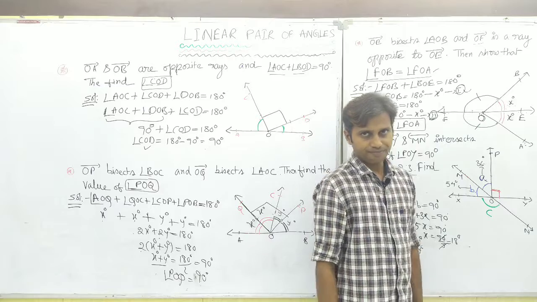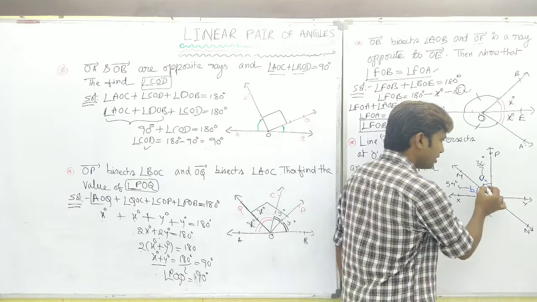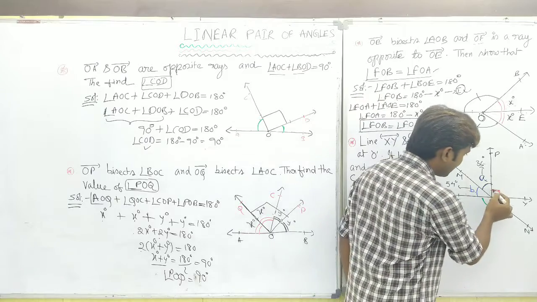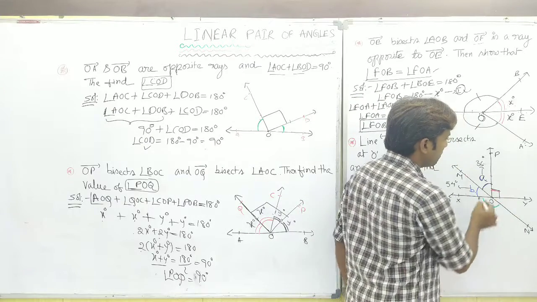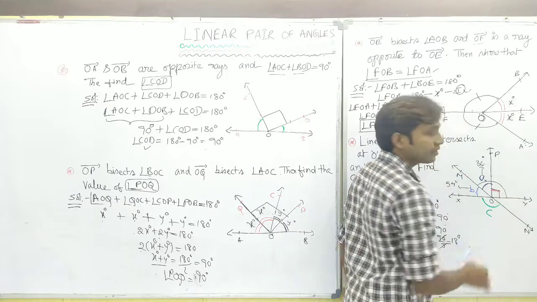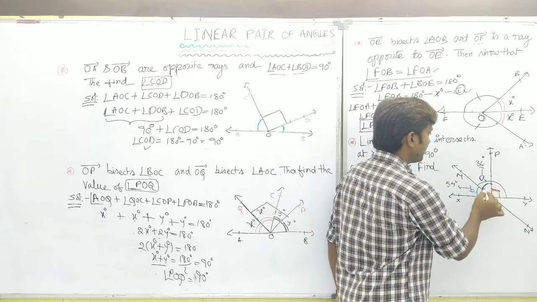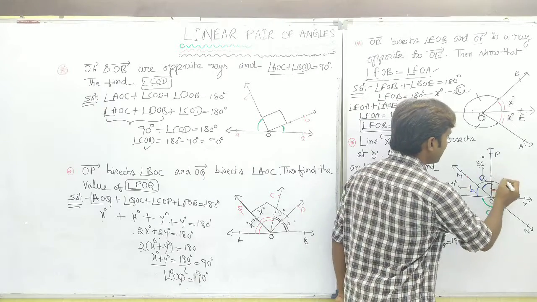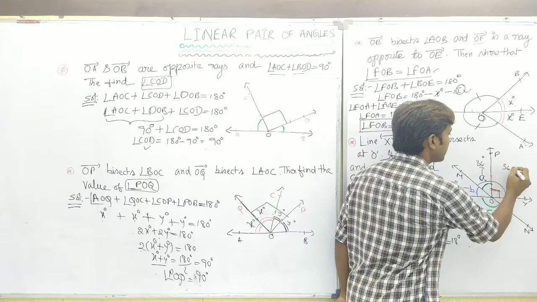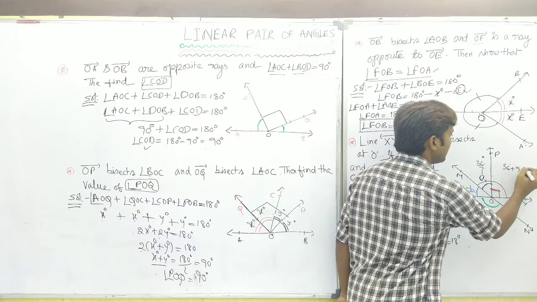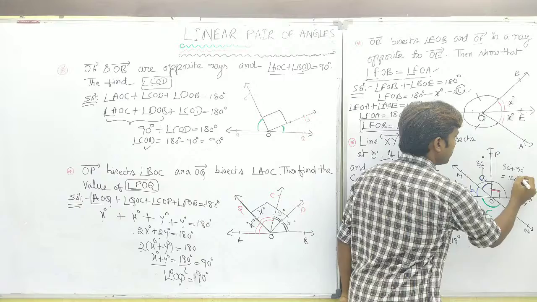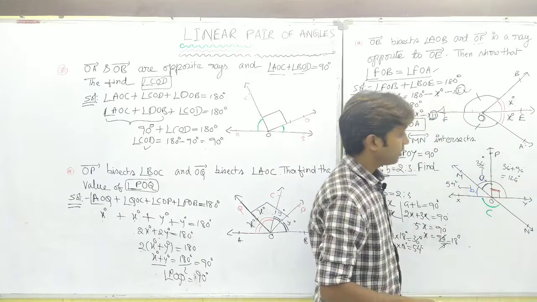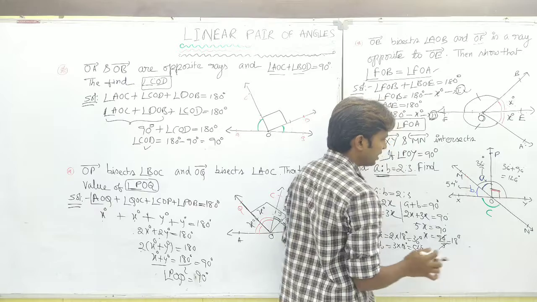Now just try to observe. My question is, the value of A is 36 and this angle would be 90. This entire angle would be how much? 36 plus 90, or not? 36 plus 90 would be how much, guys? 126, or not? Which means this entire angle is 126 degrees.